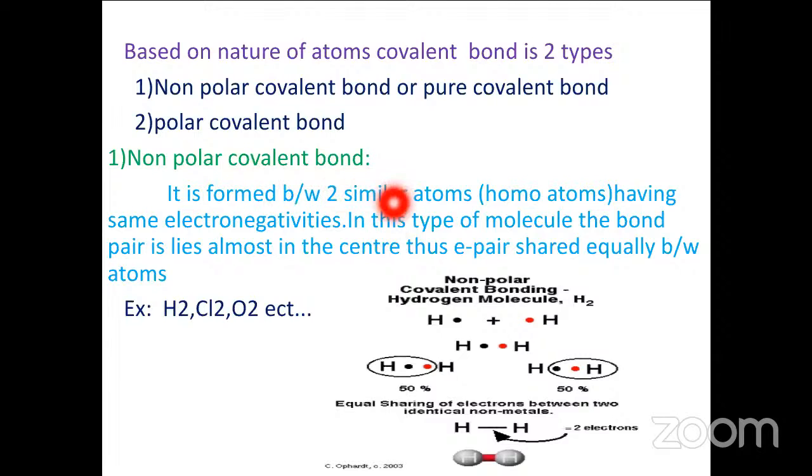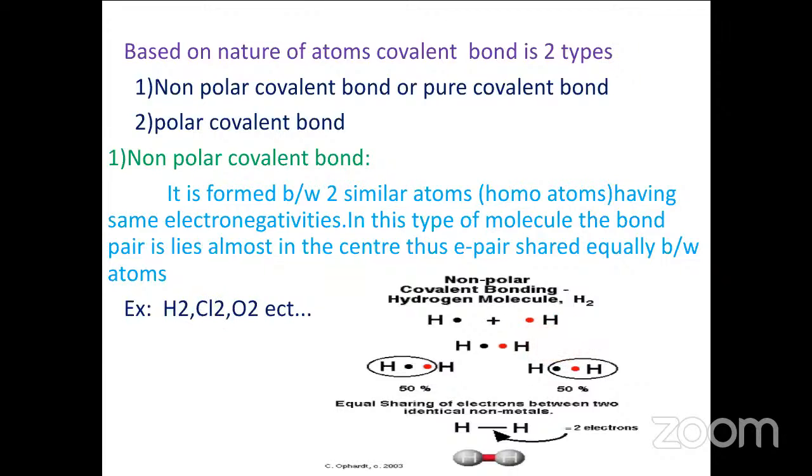The non-polar covalent bond is formed between two similar atoms, nothing but homo atoms, the same type of atoms, having the same electronegativities. In this type of molecule, the bond pair lies almost in the center. Whenever the bond pair lies almost in the center, the electron pair is shared equally between the two atoms in a molecule. Examples are the H2 molecule, the Cl2 molecule and the O2 molecule. These are non-polar covalent compounds.